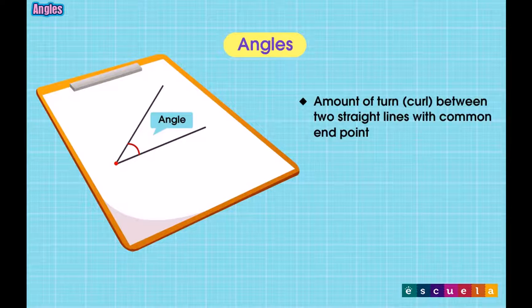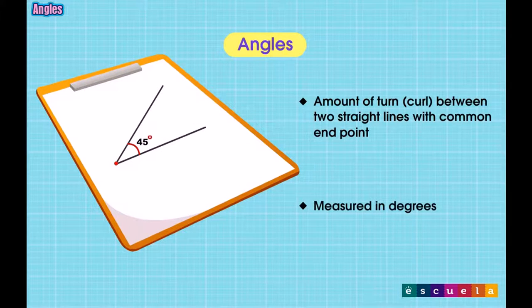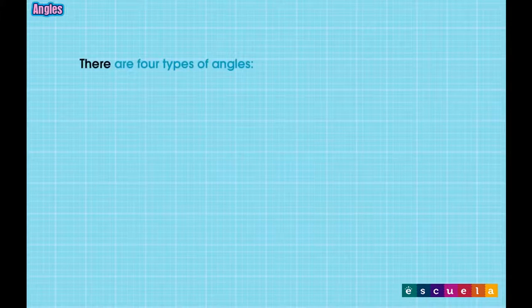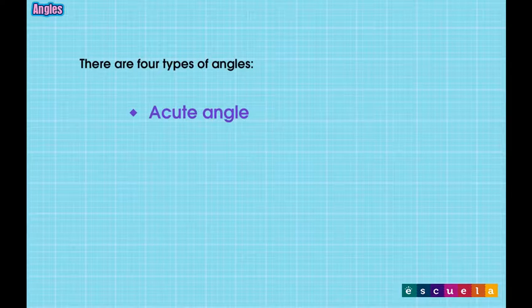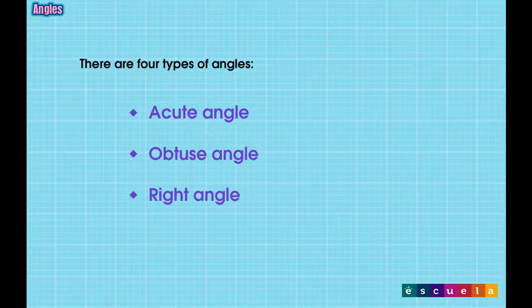There are angles in most shapes and in many of the objects you see and use on a daily basis. Angles are measured in degrees. There are 4 types of angles: acute angle, obtuse angle, right angle, straight angle. Let's find out more about these different types of angles.